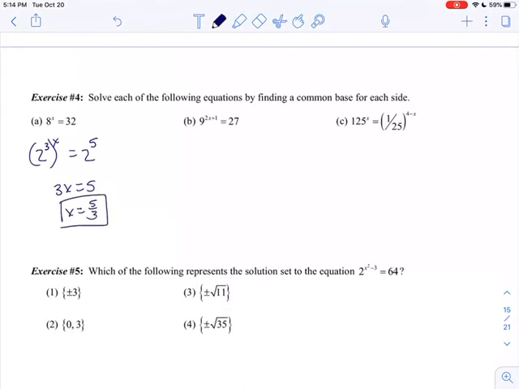Now that I have a common base, I just take those exponents, set them equal to each other, and I'm going to get a fraction. No big deal. X equals 5/3.